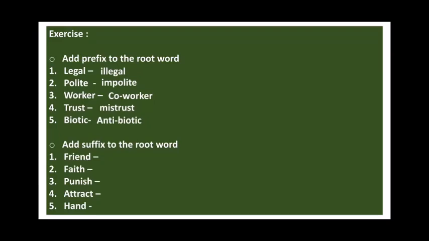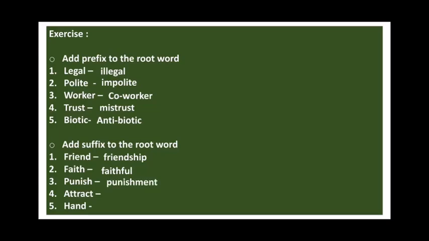The next exercise, that is add suffix to the root word. Now we have the first word is friend. So when we add suffix to friend, it becomes friendship. It can also be friendly. Next is faith. So when we add suffix to faith, we have faithful. Next is punish. Punish becomes punishment.